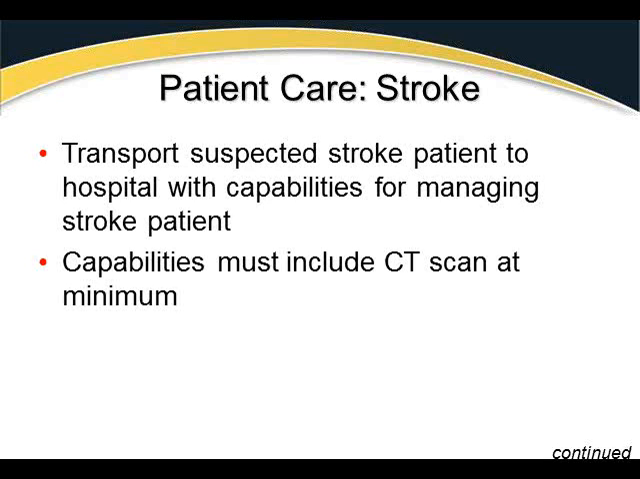Capabilities must be a CAT scan or a CT scan. A CT scan is needed to really quickly check them to see, is there a bleed in their brain? If there's no bleed in their brain and the stroke is still fairly early in the process, there are certain clot buster drugs that the patient can get that can hopefully resolve this. But if there's a bleed in the brain, you give them the clot buster drug, the patient dies.